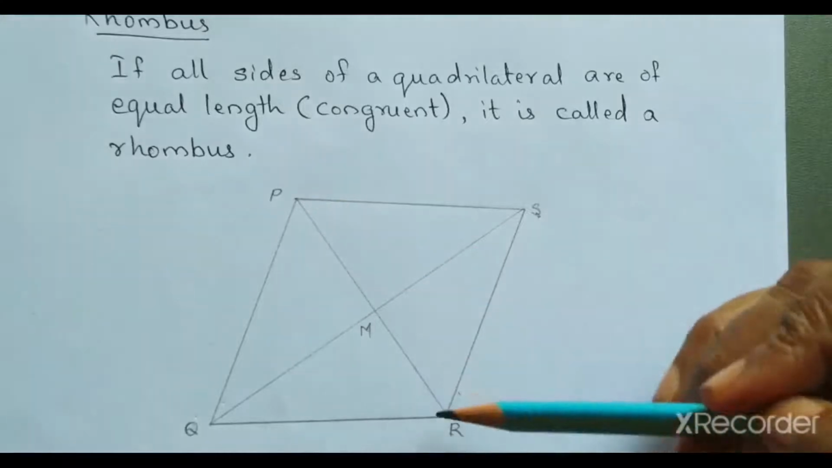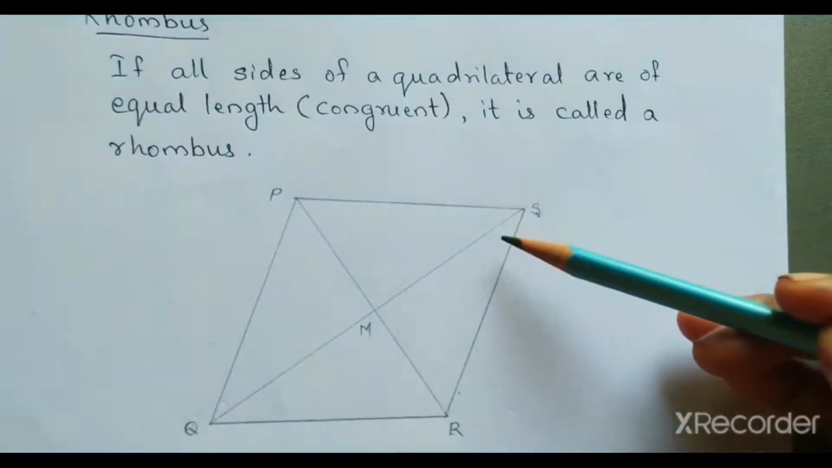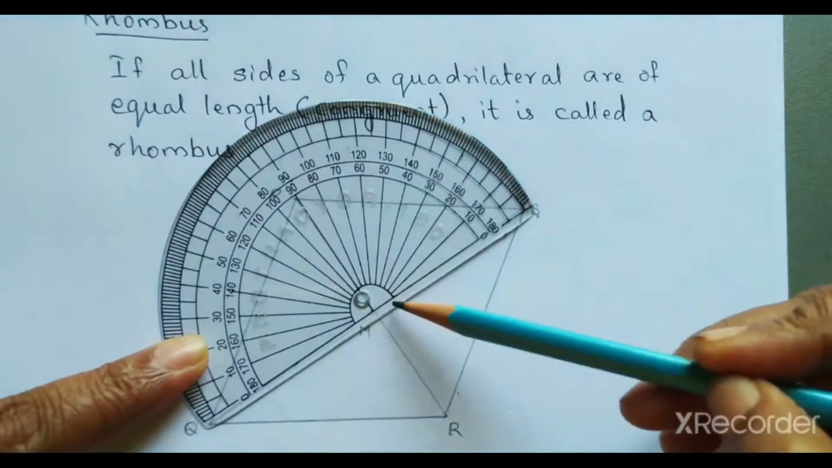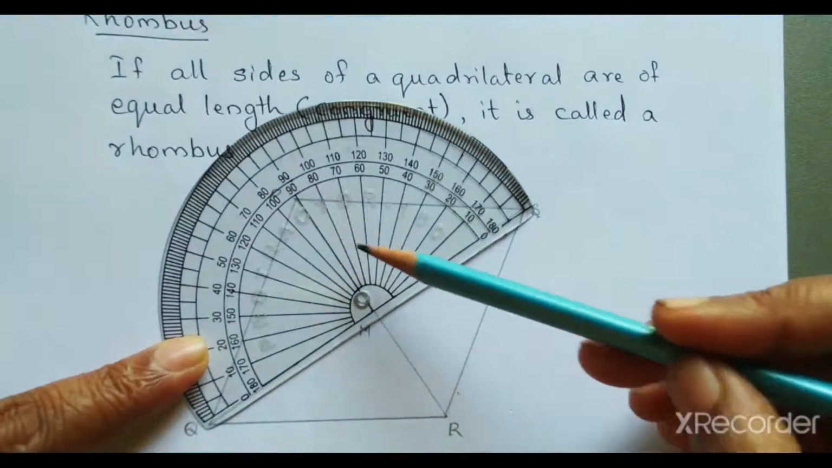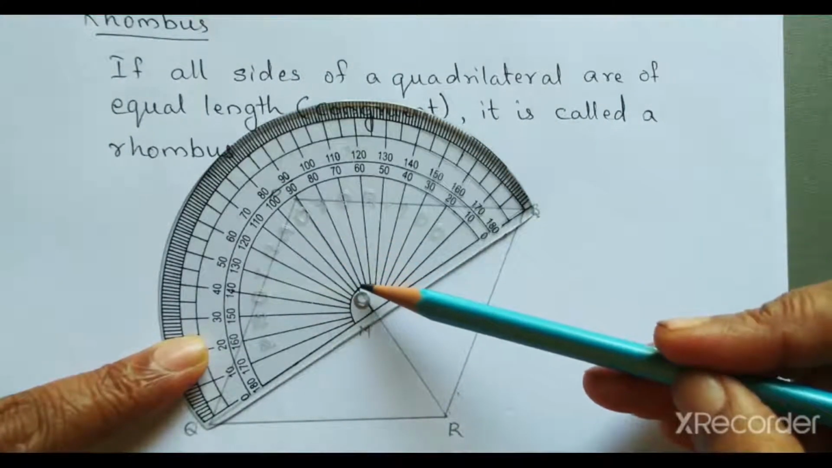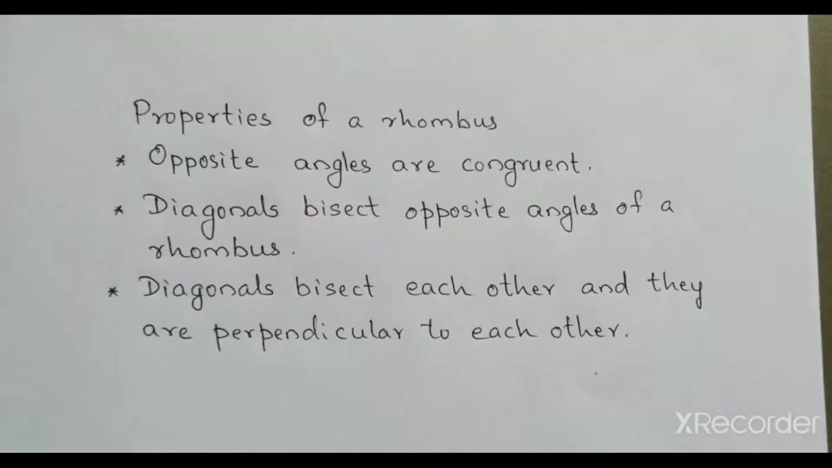In a rhombus also, the diagonals bisect each other and also they are perpendicular to each other. That means the diagonals are perpendicular bisectors of each other. Now let's see the properties of a rhombus.